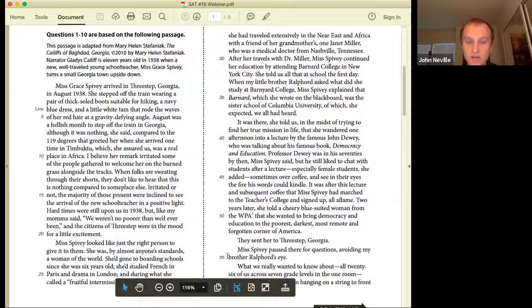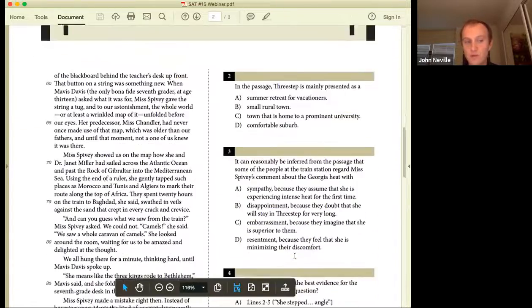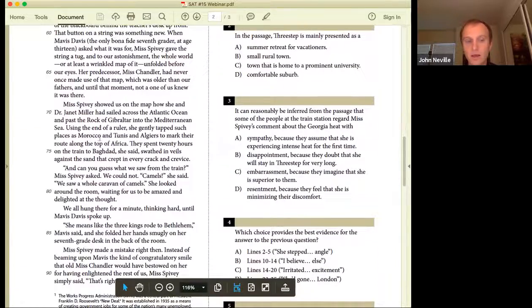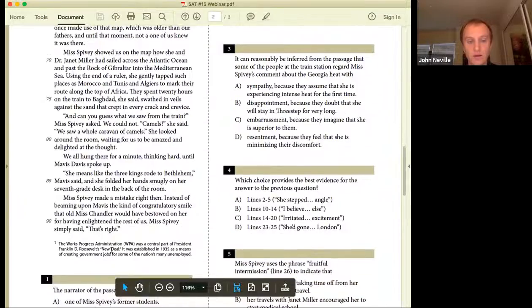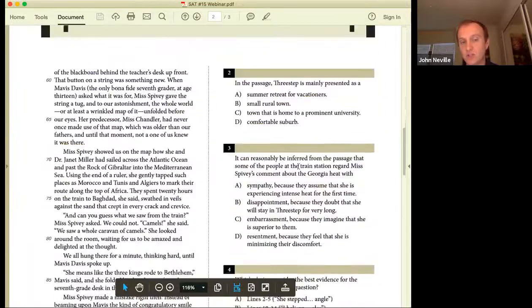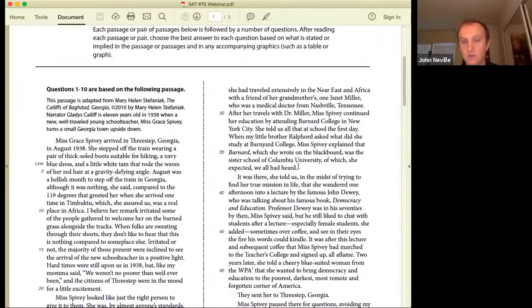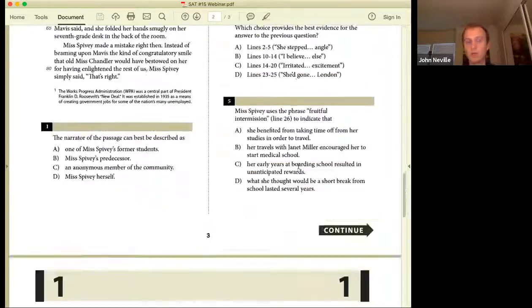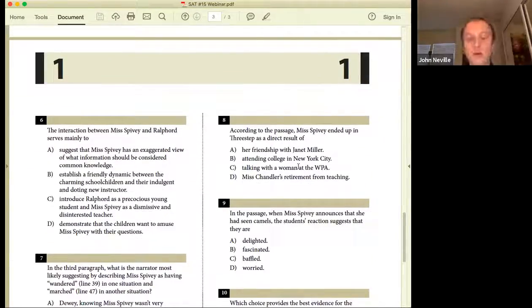And then down here on line 55, Miss Spivey paused there for questions, avoiding my brother Ralford's eye. We have a few more here in a quick scan. Again, you can move your eyes down the center and use your peripheral vision to see that there's no Ralford there. And so it's only mentioned in 2 places, and sure enough, the answer to that question is tucked into one of those references to Ralford. So that is a very important skill to utilize.